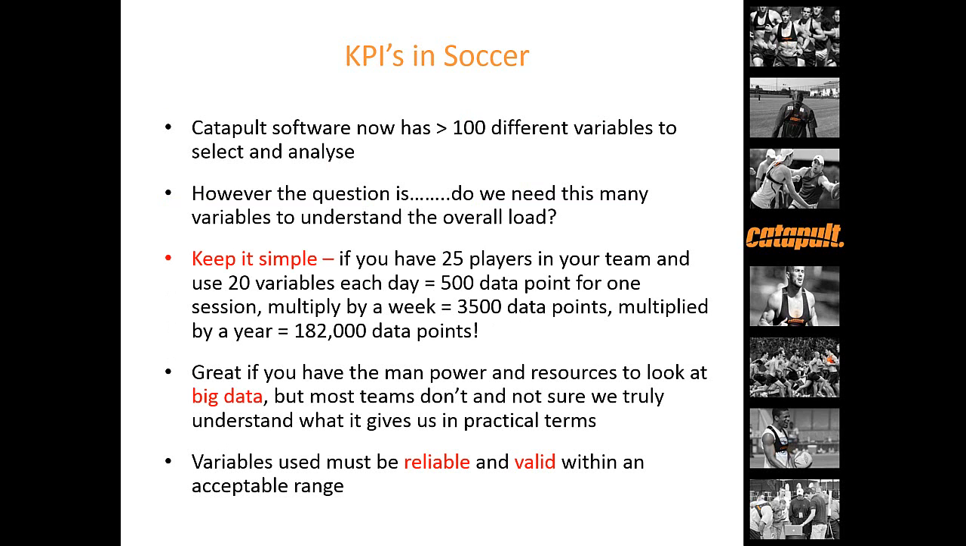The Catapult software now has pretty much over 100 different variables that you can look at. But the simple question is, do we actually need all of this information? So I use the example here, if we've got 25 players and we were to use 20 variables a day, when we break that down in terms of number per session, it would be 500. Times that by 7 would be 3,500. Times that by year, you're looking at 200,000 data points per year, for an annual season.